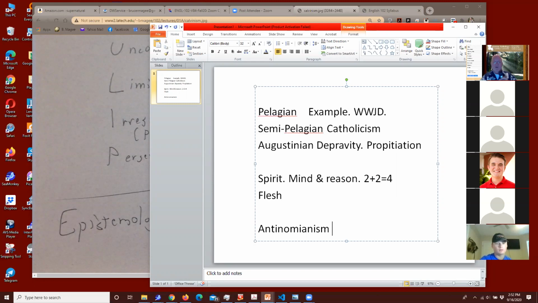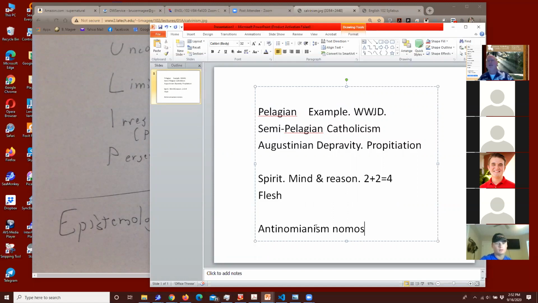Okay, there's a big word. Are you familiar with it? Anybody know what Antinomianism is? Nope. Nomos is the Greek word for law, and anti is the Greek word for anti. So antinomianism means anti-law, anti-legalism.